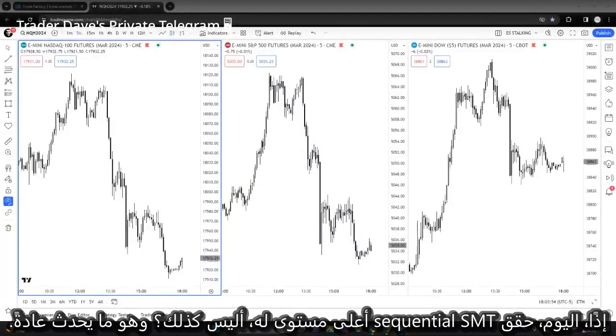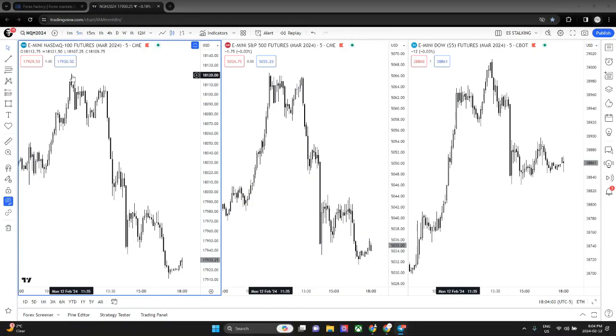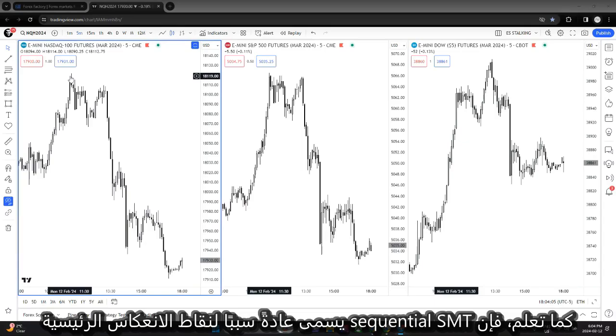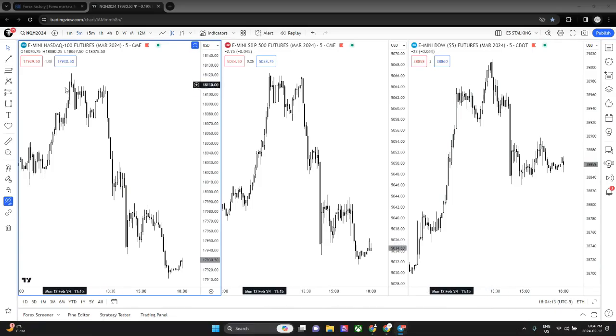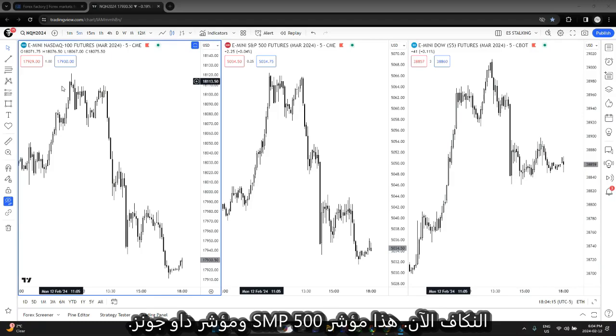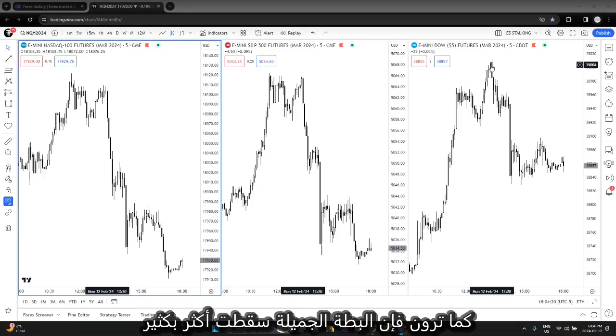So today we had sequential SMT making the high of the day, right? Which usually happens. Sequential SMT is usually the cause of major reversal points, right? This is the NASDAQ. I'm pretty sure everyone can see my mouse right now. This is the NASDAQ, this is the S&P 500, and this is Dow Jones.